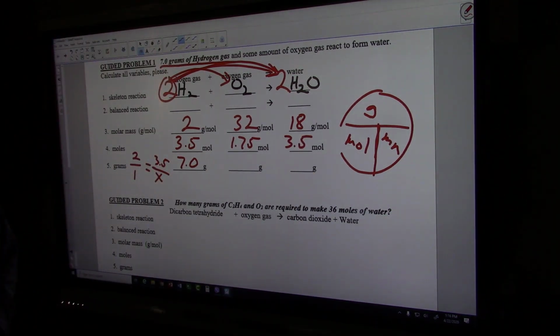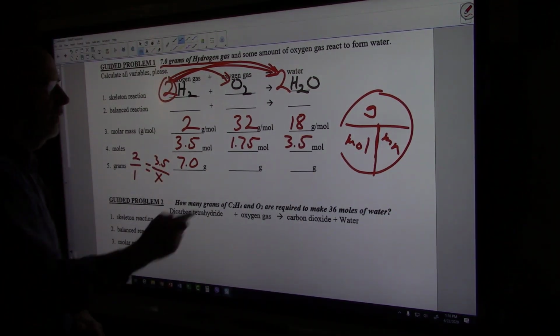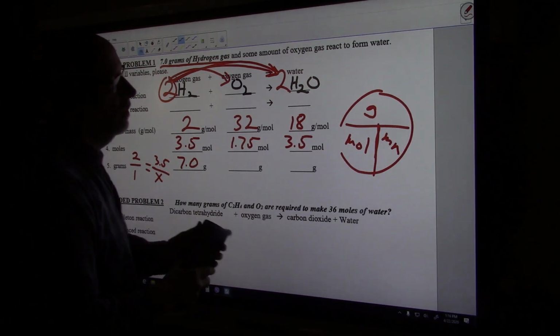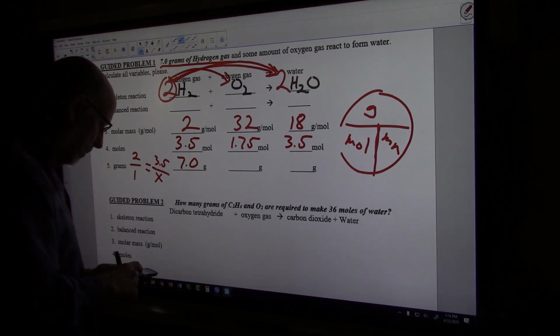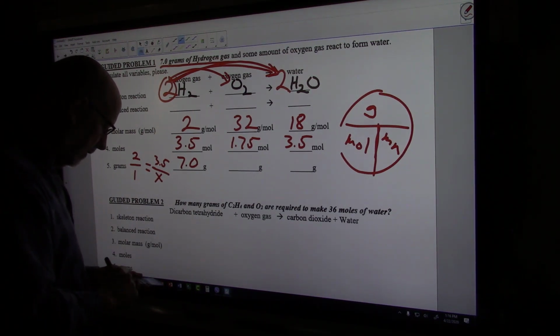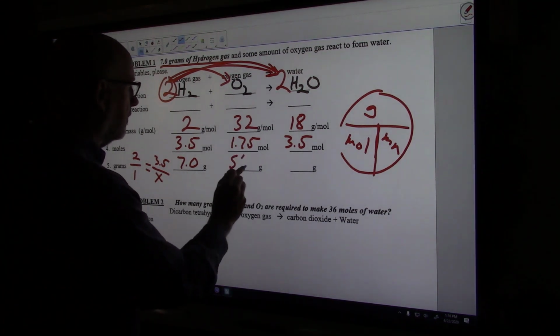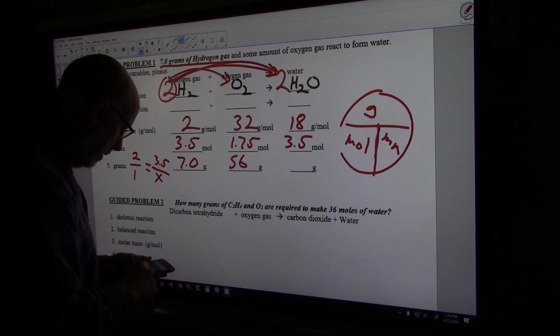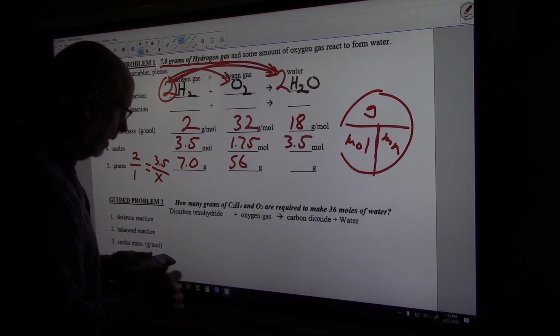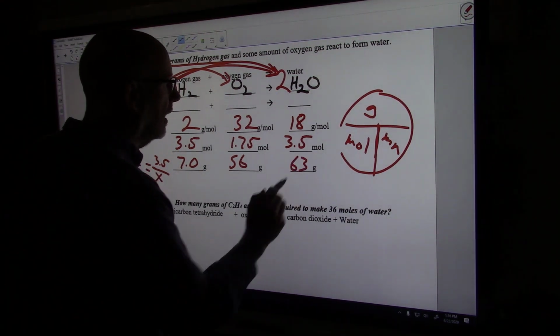Bang! Got it. All right, we're supposed to calculate the grams. Cover up grams, moles times molar mass. 32 times 1.75 equals 56. 18 times 3.5 equals 63 grams.